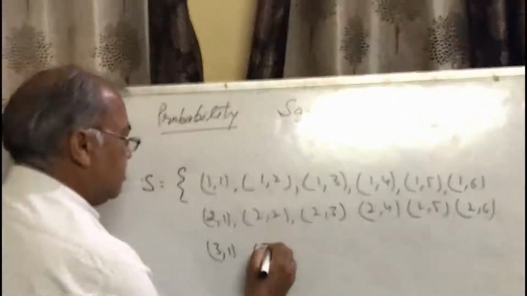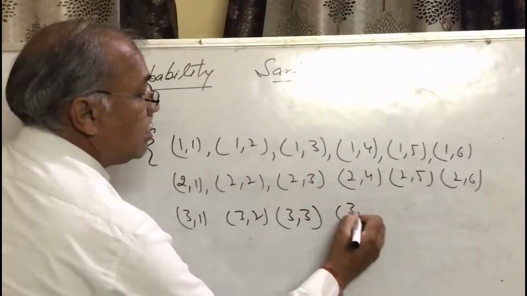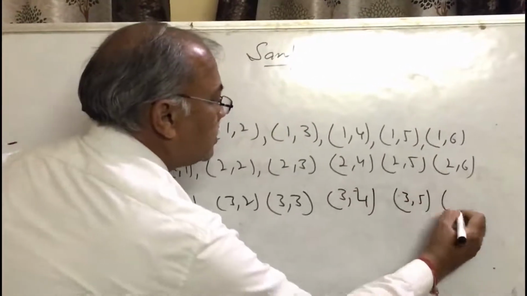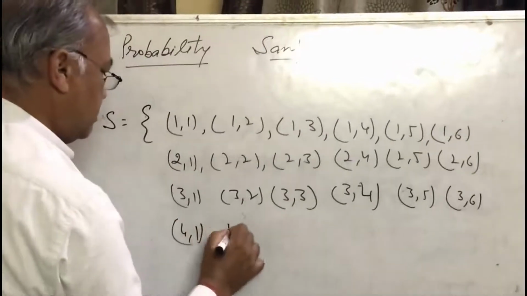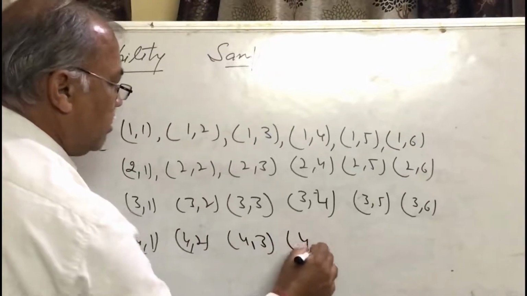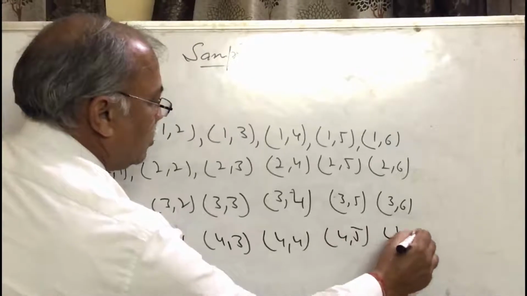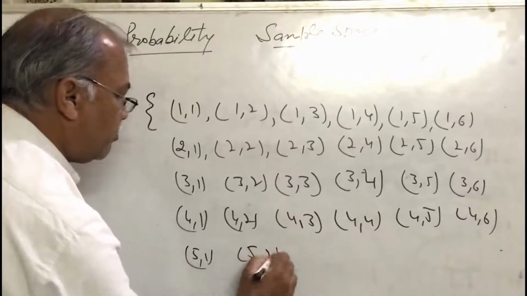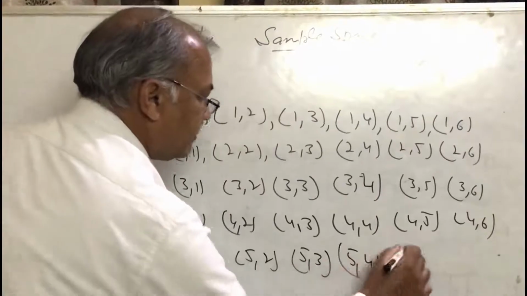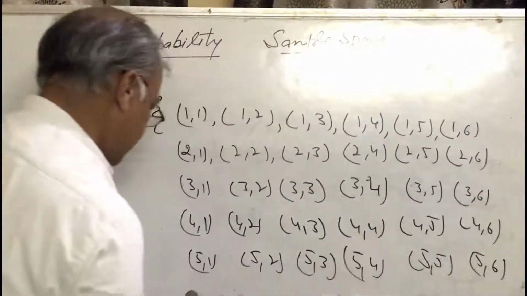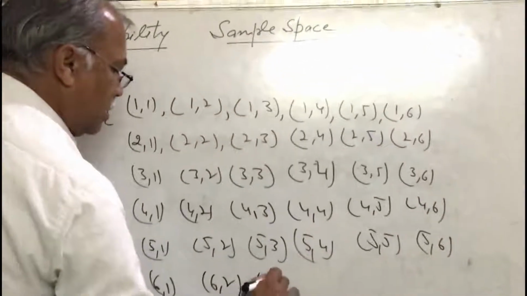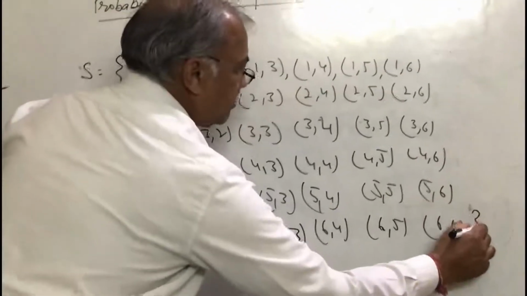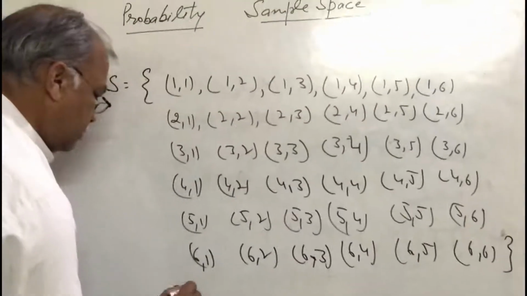Similarly, 3 1, 3 2, 3 3, 3 4, 3 5, 3 6, 4 1, 4 2, 4 3, 4 4, 4 5, 4 6, 5 1, 5 2, 5 3, 5 4, 5 5, 5 6, 6 1, 6 2, 6 3, 6 4, 6 5, 6 6. We got 36 total possible outcomes.